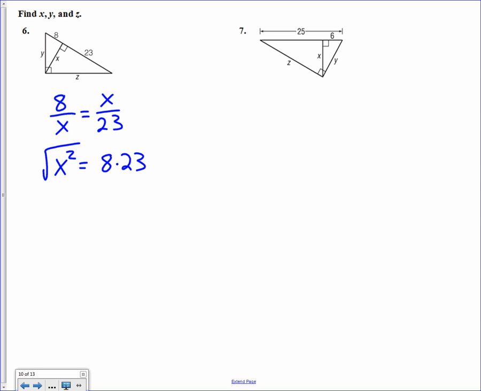So we're going to take the square root of both sides. We get x is the square root of 8 is 4 times 2. And then we still have that times 23. The square root of 4 is 2. And 2 times 23 is 46. So the answer for x is 2 root 46.